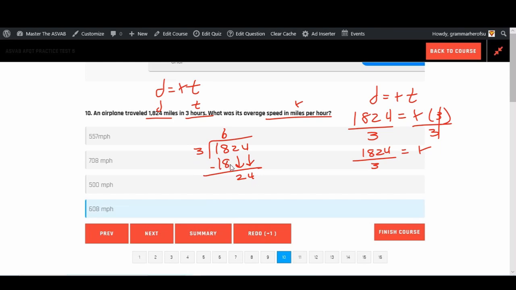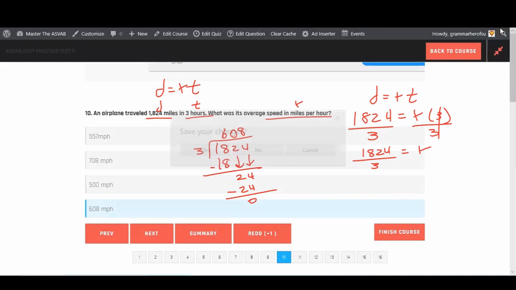3 doesn't go into 2. So this is going to be 0. 3 goes into 24 8 times. 8 times 3 is 24 with no remainder. Okay? So that's that one.